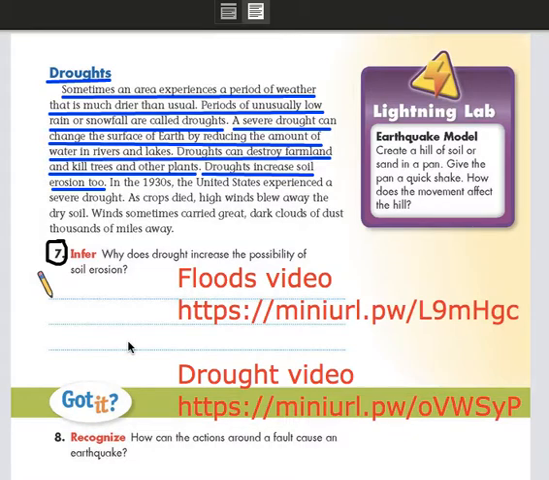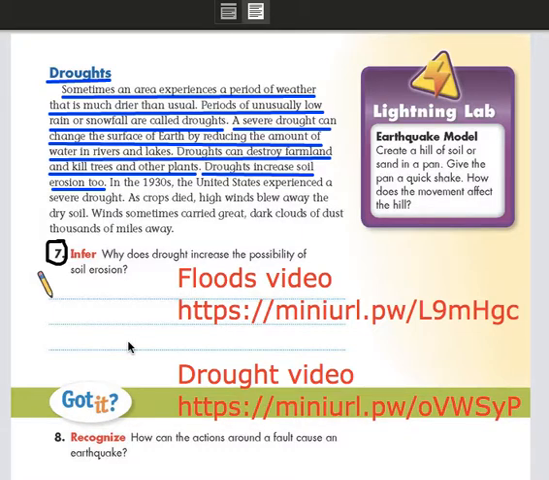Okay, so when an area experiences a period of weather that is much drier than usual, this thing is called a drought. Periods of unusually low rain or snowfall are called droughts. A severe drought can change the surface of Earth by reducing the amount of water in rivers and lakes, which is very severe. And droughts can destroy farmland and kill trees and other plants.